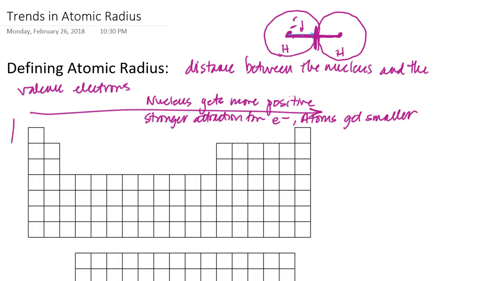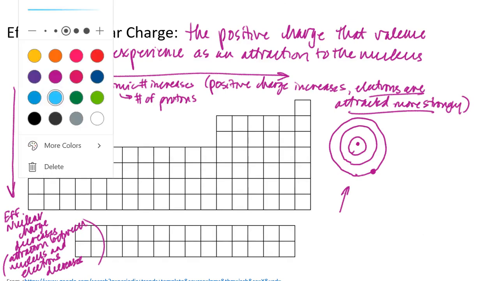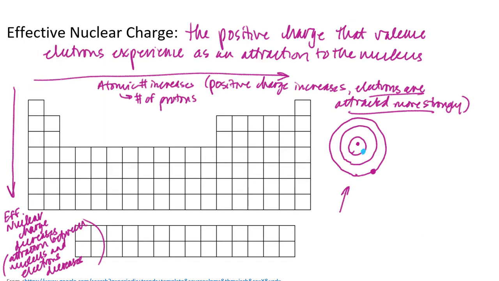If I go down a group, then we're back in the same situation where I'm going to higher and higher energy levels. So if I'm in the first period, then my valence electrons would be in the first energy level. But if I'm in the second period, then my valence electrons would be in the second energy level. If I'm in the third, then I'm in the third energy level. And basically you can see as we're moving to higher and higher energy levels, the atom is getting larger and larger and larger.